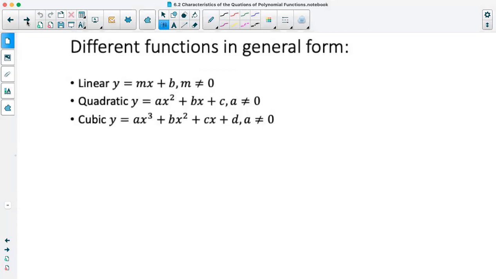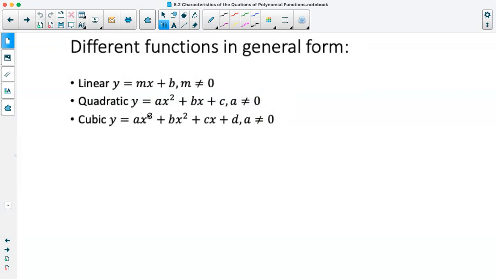Different functions in general form, just as a reminder: linear, we typically write as y equals mx plus b. That could also be written as y equals ax plus b, where m cannot equal 0. Quadratics are written as y equals ax squared plus bx plus c, where a cannot equal 0. And cubic functions, y equals ax cubed plus bx squared plus cx plus d, where a cannot equal 0.